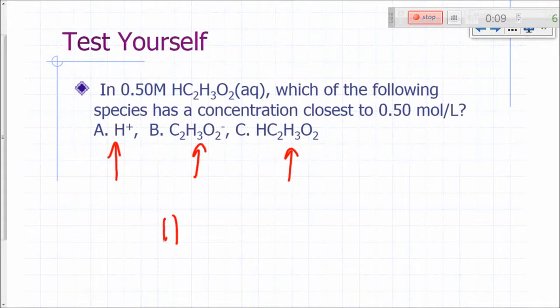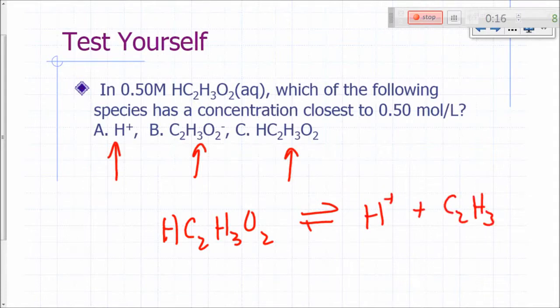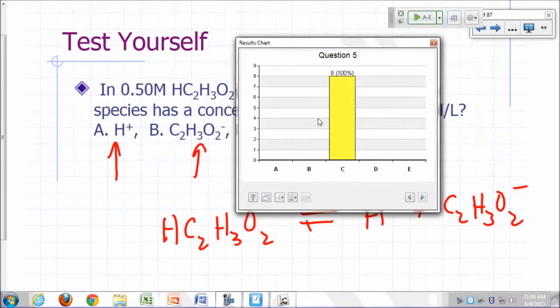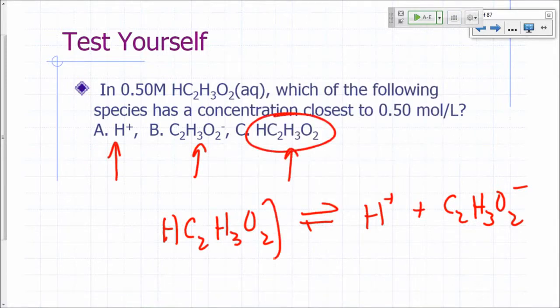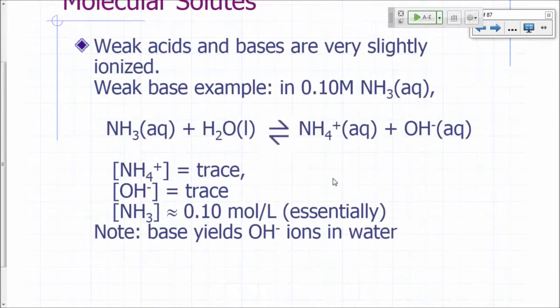What you're going to have here is HC2H3O2. It's going to ionize in water. And it's going to be mostly acetic acid, okay? Only a very small fraction of these molecules will be broken up in water. Acetic acid is a weak acid.